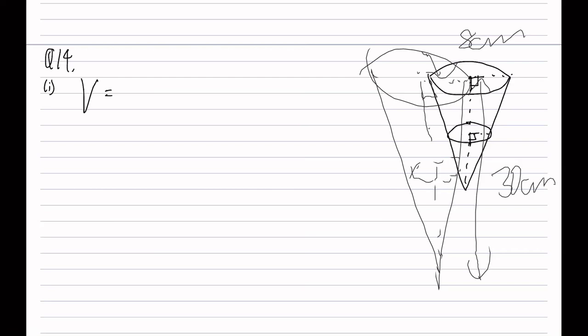One third times pi, 8 squared. In terms of height h. Is it 30? Height is 30, correct or not? No, because, let me think. What's V? Volume of water, not the cone. Very good. But then how do you know what's the radius?